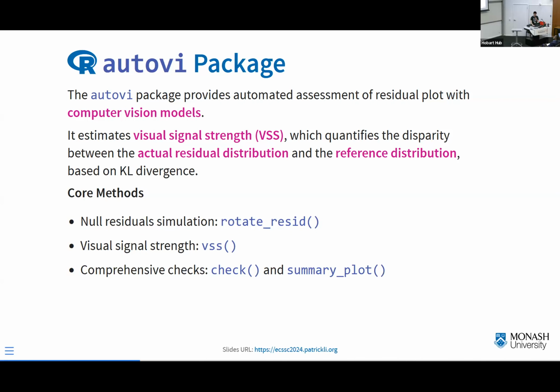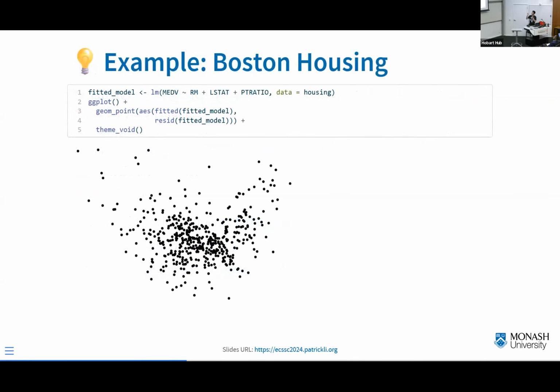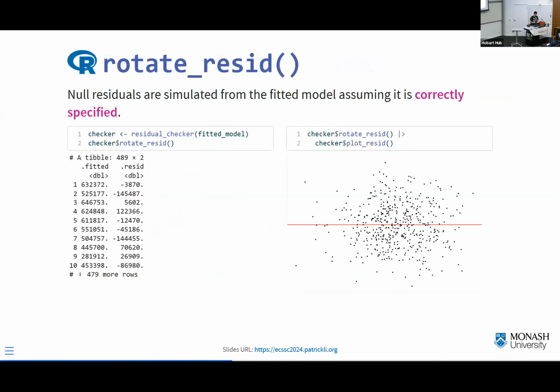I will first use the Boston housing data set to illustrate how the package works. The details of the model don't really matter. You just look at that residual plot, and you'll find there's a U shape there, so some nonlinearity issue with the residual plot.